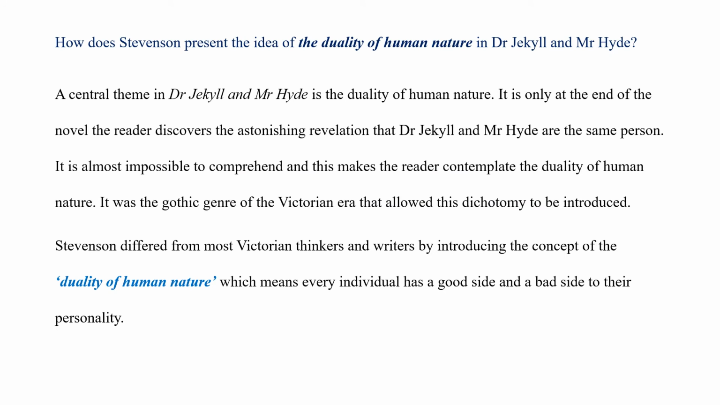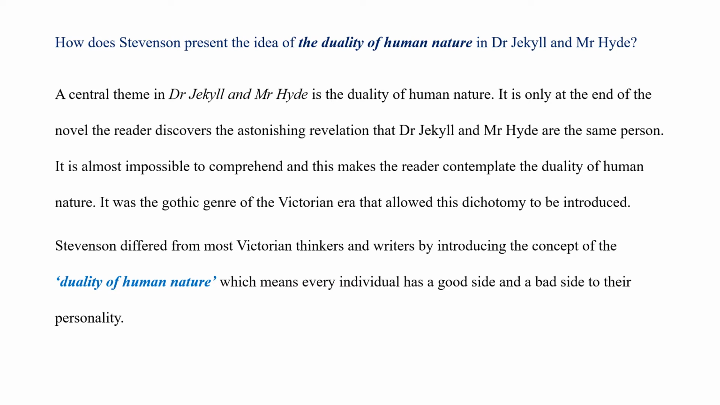A central theme in Dr Jekyll and Mr Hyde is the duality of human nature. It is only at the end of the novel that the reader discovers the astonishing revelation that Dr Jekyll and Mr Hyde are the same person. It is almost impossible to comprehend, and this makes the reader contemplate the duality of human nature. It was the Gothic genre of the Victorian era that allowed this dichotomy to be introduced.